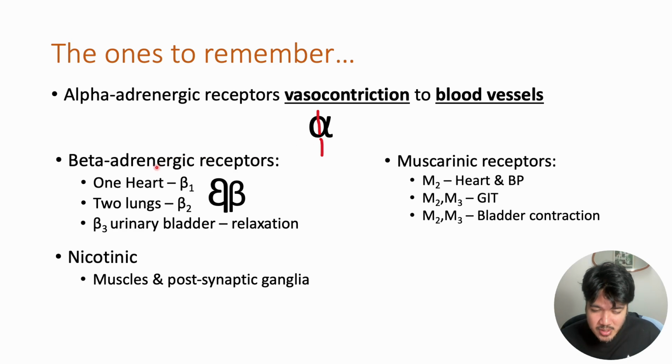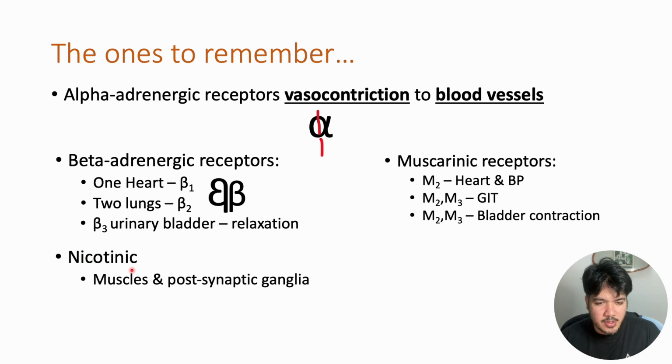Beta adrenergic receptors, you have beta 1. I always remember 1 heart, 2 lungs. And the way to remember it is, if it helps at all, if you flip one of the beta signs and put them together, it looks like a pair of lungs. Beta 3 is found in the bladder, so I always remember top to bottom 1, 2, and 3, the bladder being the lowest point in the body, or one of the lowest regions. So 1 heart, 2 lungs, and then your bladder at the bottom.